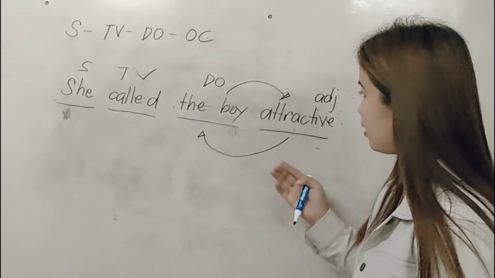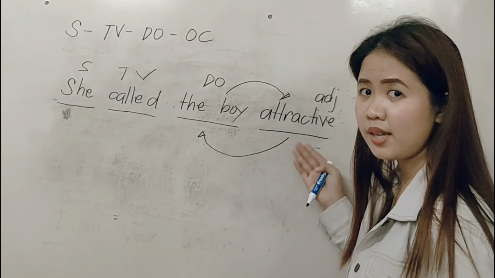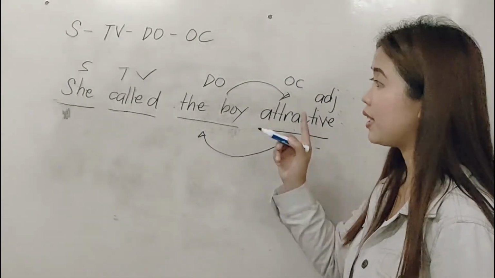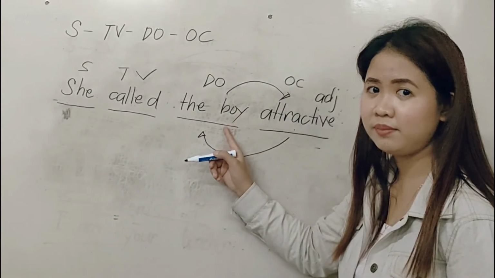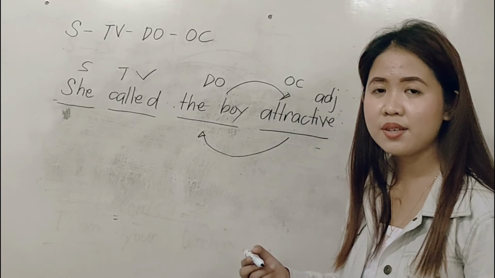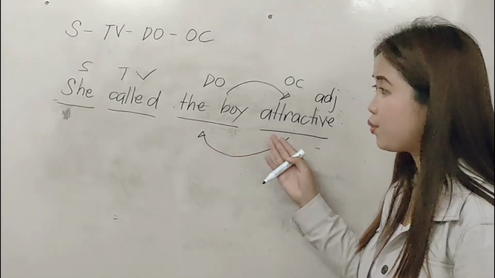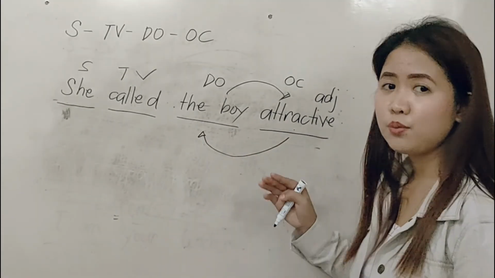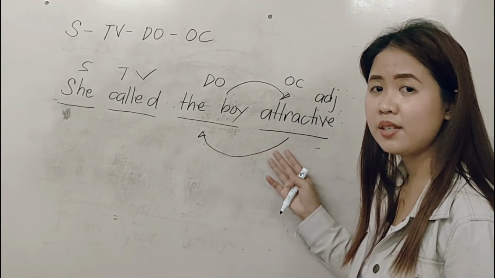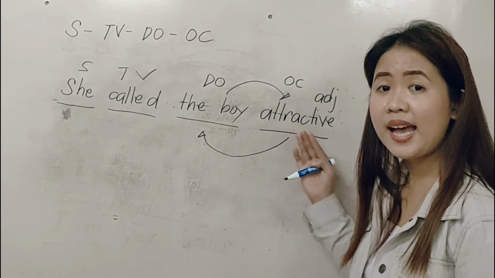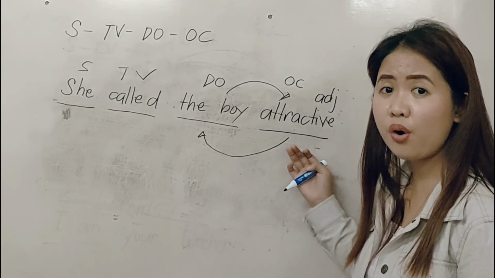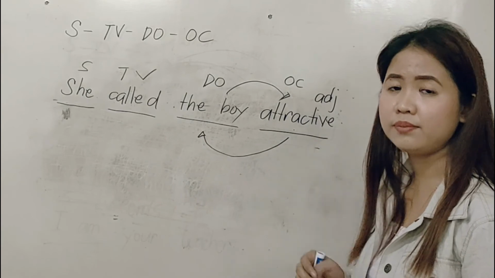Meaning to say, the word attractive is the objective complement of the direct object, the boy. And as you notice, we are referring to one person with the use of a modifier or a complement. Remember that an objective complement can either be a noun or an adjective.